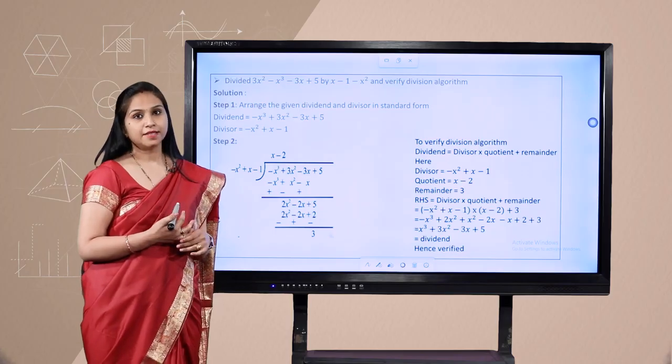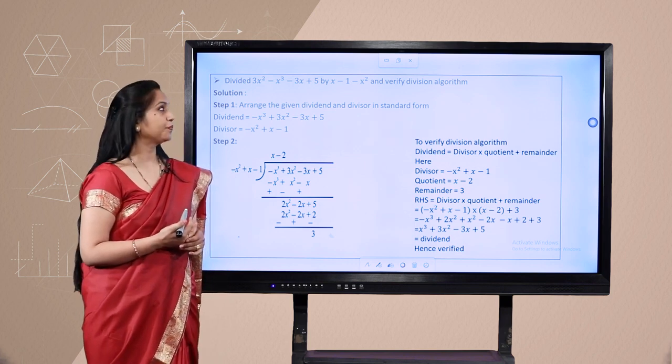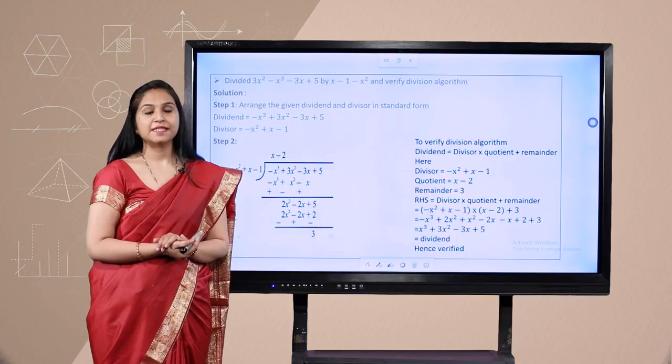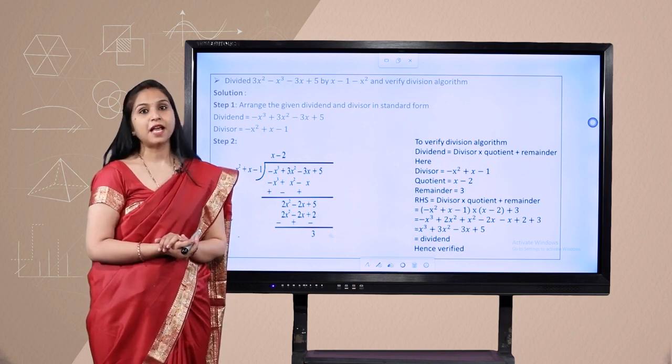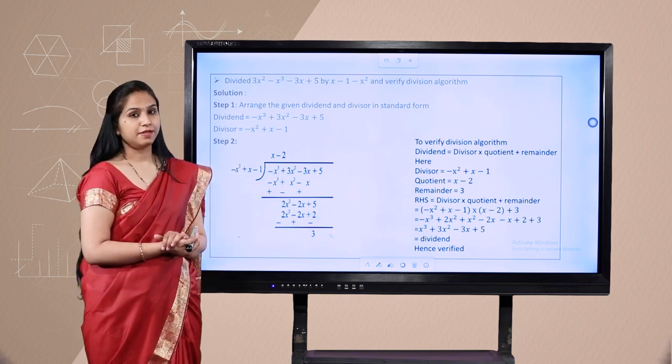So let us understand this division algorithm by using one very important example. Here the question is, divide the given polynomial 3x^2 - 3x^3 - 3x + 5 by another polynomial x - 1 - x^2. To verify the division algorithm means you have to prove that the dividend is equal to the product of divisor and quotient plus remainder. So let's understand these things.